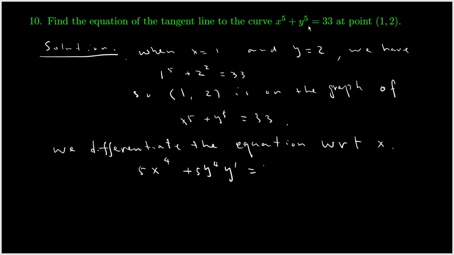The right hand side is equal to 33. The derivative of the right hand side is 0. And then we solve the equation for y prime. We have seen that many times already. So y prime is equal to negative x to the power 4, and on the denominator you have y to the power 4. You check your question 1 or question 2. We got this already.